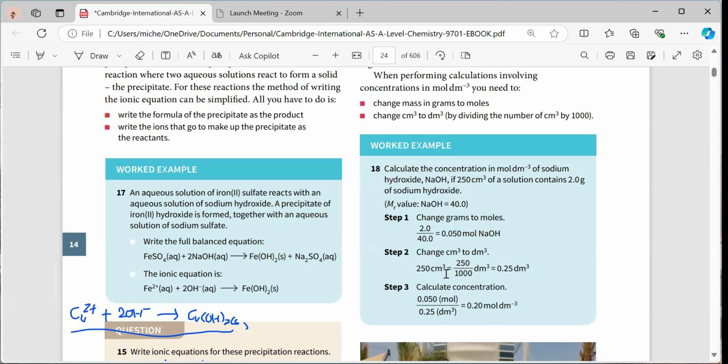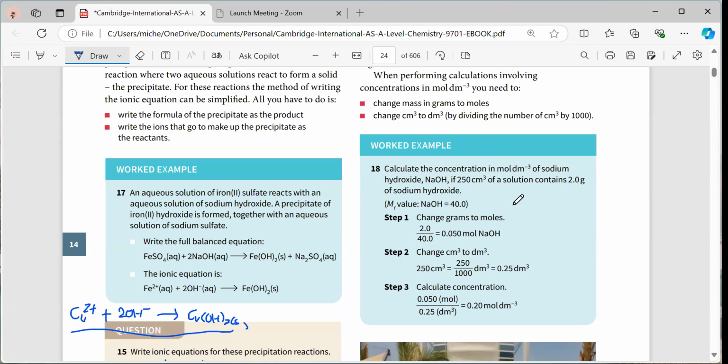Okay, so here's a sample question. We're going to calculate the concentration of sodium hydroxide if 250 centimeter cubed of solution contains 2 grams of sodium hydroxide. First of all, we usually have to find the AR value, but this time we have to determine the molar mass, the MR value. They provide the MR value already, so we don't have to find it again.